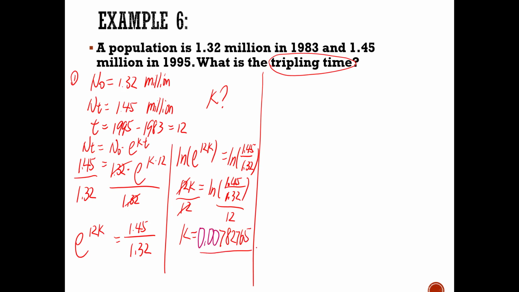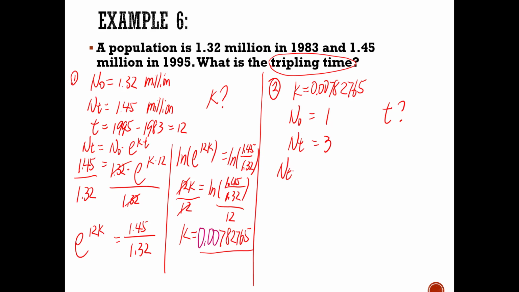So the more decimals we keep, the more accurate the tripling time we end up with. So now let's look at the tripling time. Second step, the tripling time. So now k is given, 0.00782765. And N0, since tripling, assuming N0 is 1 unit, then Nt will be 3 units. Okay, that's how the population triples. Here, the only thing we don't know is time t, so we solve for time t.